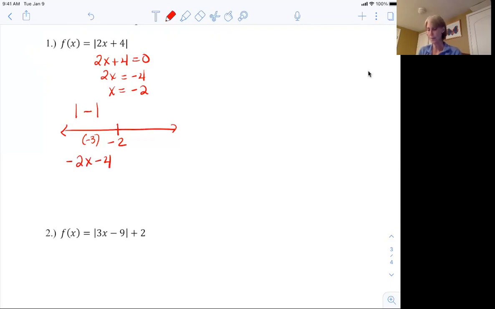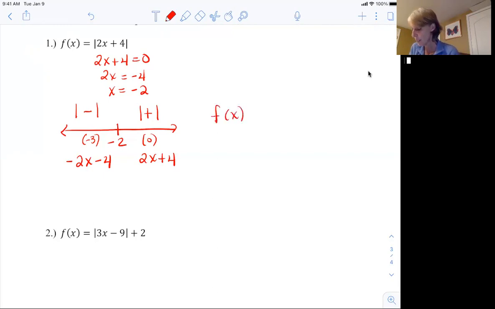Move on to the other side. And we'll use 0. When I plug in 0, I have a positive value inside, right? 0 plus 4 is 4. What's the absolute value of 4? Plain old 4. So you don't do anything. You leave the function alone. So if we were graphing this, we're going to use the rule negative 2x minus 4 for x values that are less than negative 2. And we're going to use y equals 2x plus 4 for values that are greater.